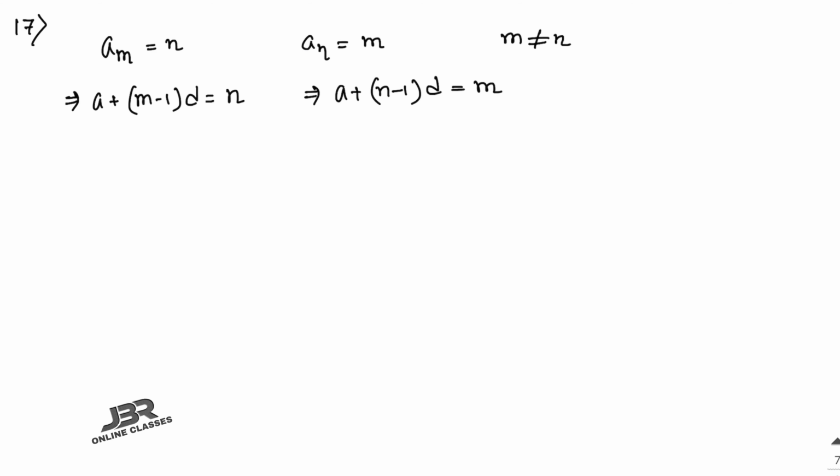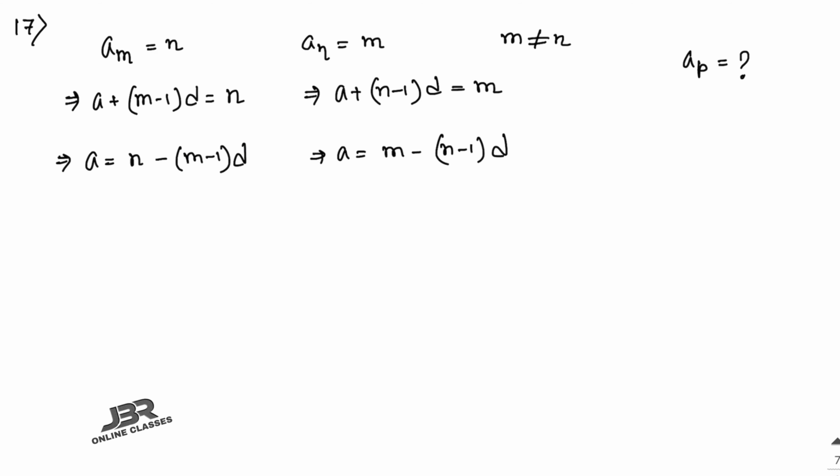Clear? Now the first one, find the pth term. Here you have to find out the pth term, that means ap. So as a plus m minus 1 d equals n, you can write a equals n minus m minus 1 into d. From the next one, a equals m minus n minus 1 into d. So as both are the value of a, you can write n minus m minus 1 d equals m minus n minus 1 d.